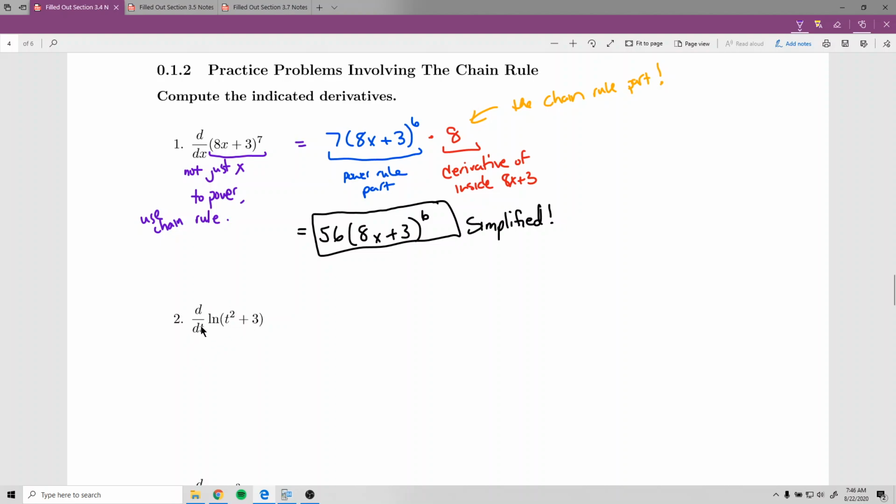All right, so the second one, we want to do the derivative with respect to t of the natural log of t squared plus 3. Once again, just point out why we want to do the chain rule is because the inside is not just t.